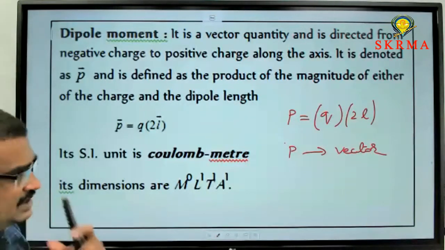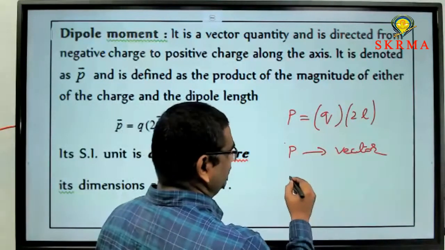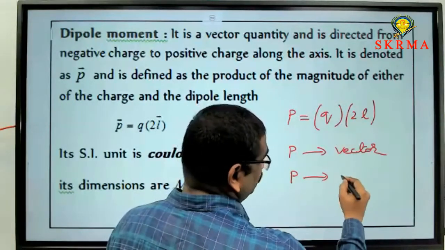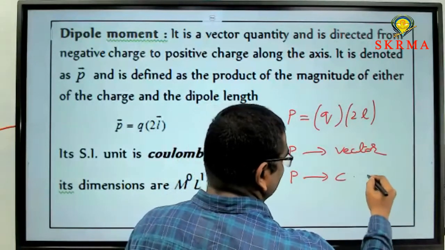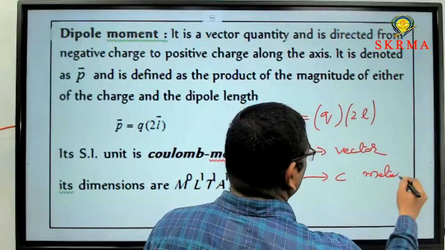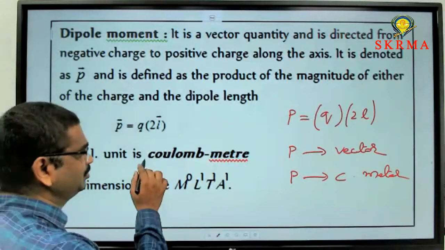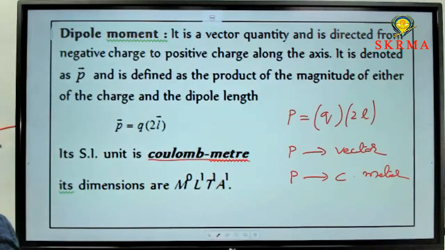Now, what is the SI unit for this? For charge the unit is coulomb, and for distance it is meter. So coulomb meter is the SI unit for dipole moment.